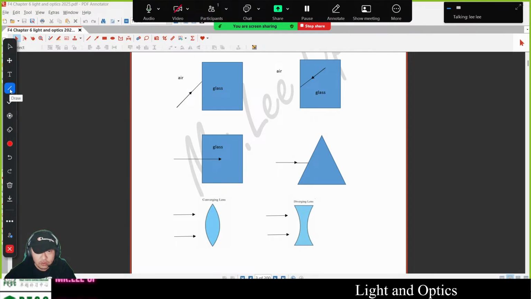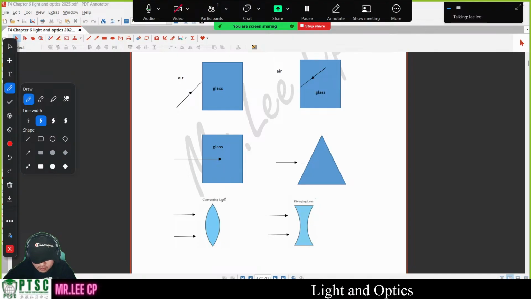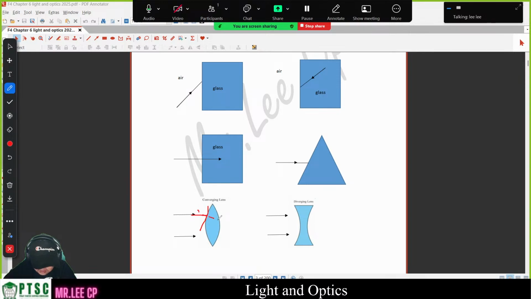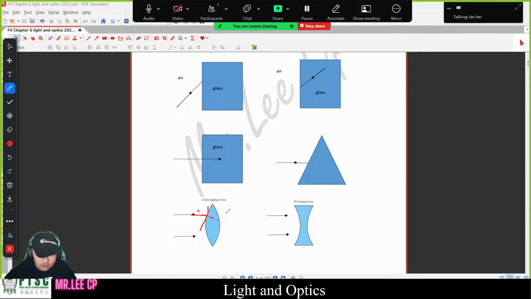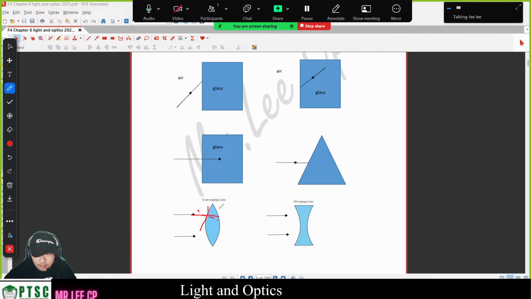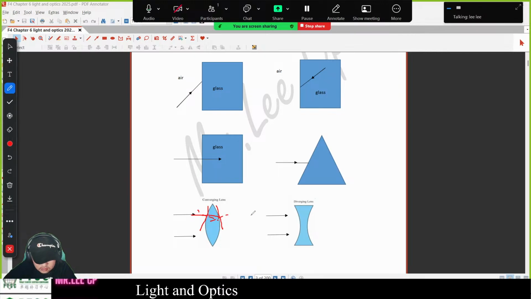Now, when the light travels from here to the converging lens, this is your tangent, this is your normal. So the light will not go straight, it will bend toward the normal. How about when it goes out? This is your tangent, this is your normal. So it will not go straight, it will bend away from the normal.